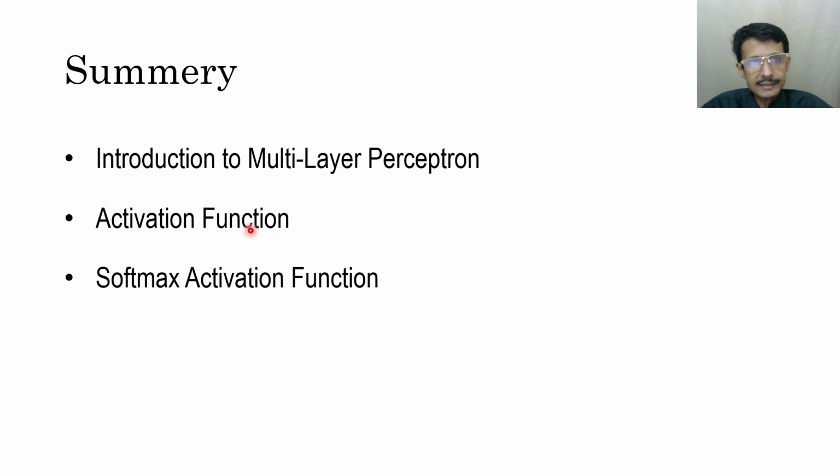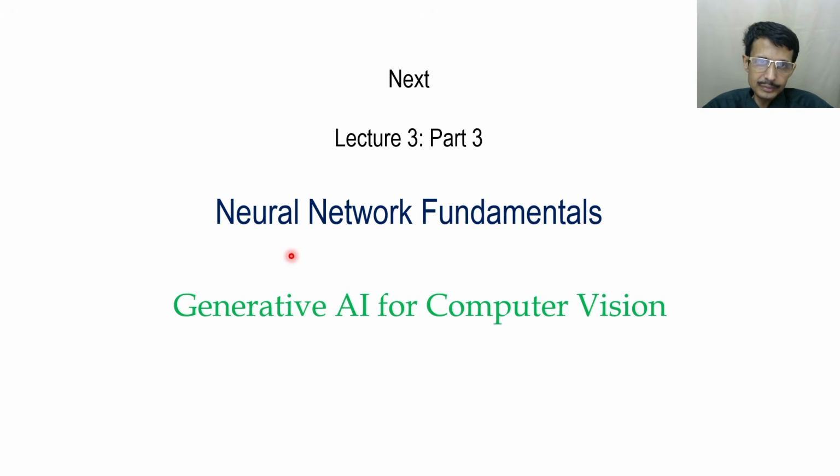So in this lecture, we introduced the multilayer perceptron and tried to understand its strength over the single-layer perceptron by means of hidden layers. Then we discussed different activation functions and softmax activation. In the next lecture, we will continue with the training of the multilayer perceptron. Thank you very much.